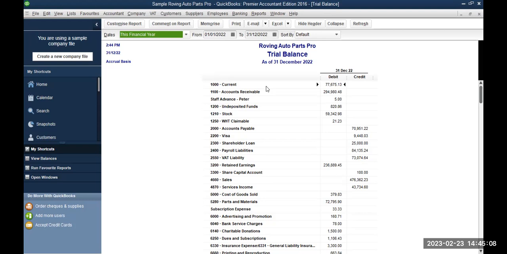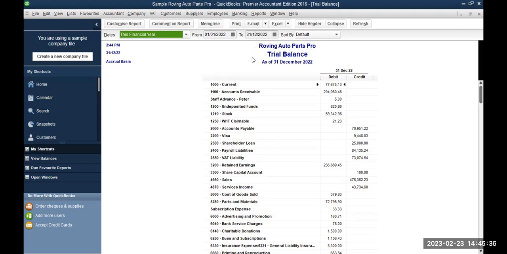Remember, when we were setting up the file, it asks us, when does your financial year begin? That is a very important question to answer properly, because your trial balance takes 12 months from the first month of your financial year. In this case, we said our first month of the financial year was January. So now when I choose a financial year, it picks a 12-month period from 1st of January to 31st of December.